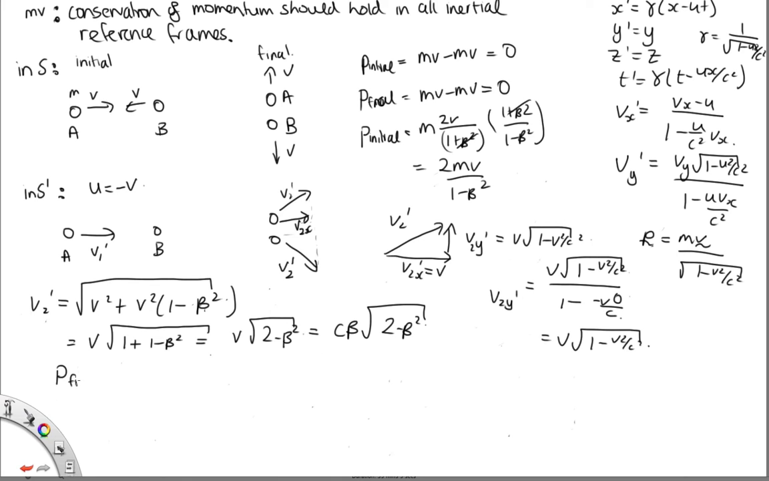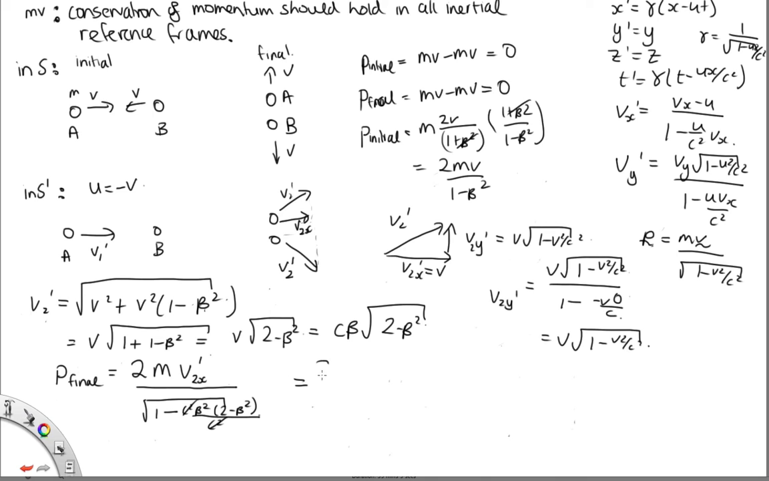So p final will equal 2m v2x prime, so just considering the x component, that's this part, over this thing, which is equal to the square root of 1 minus v2 prime squared, so that's c squared beta squared times 2 minus beta squared over c squared.